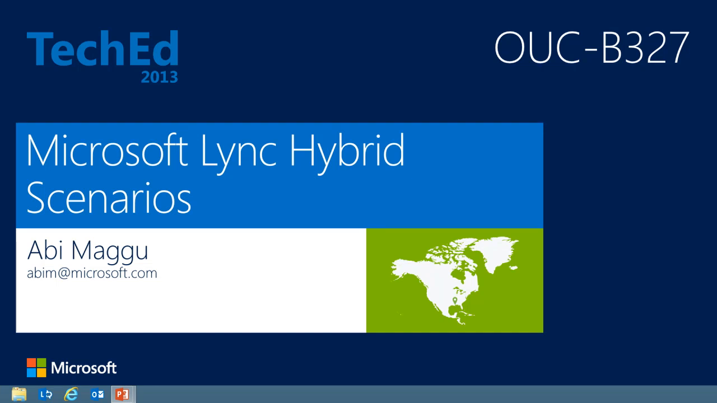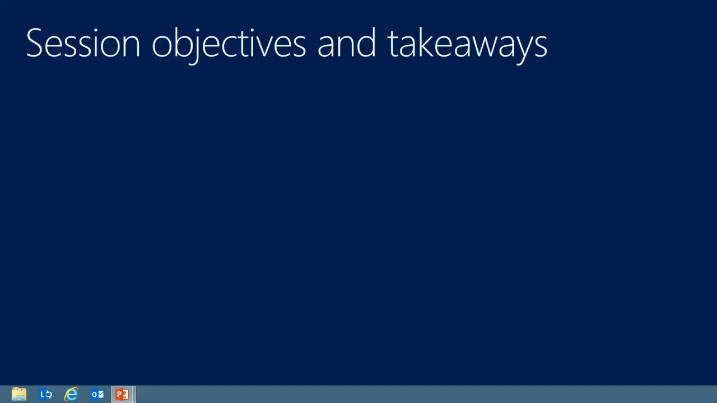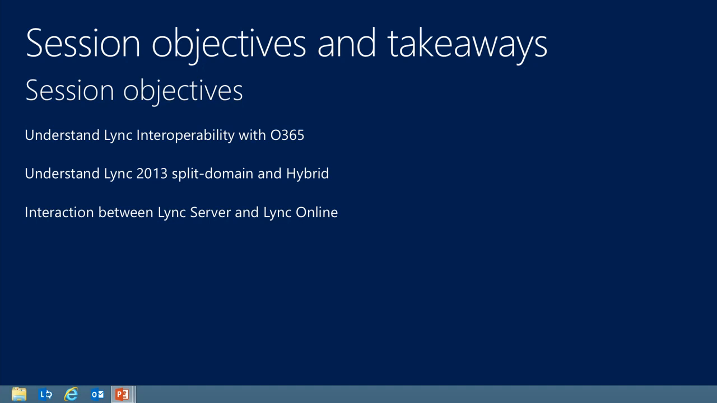By the way, interestingly enough, if you go up and down the hallways today, you will see the term hybrid used a lot. So I guess we will demystify what that means, hopefully, as we move through. All right. Understanding Lync interoperability with Office 365, some of the objectives. Understanding split domain and what does hybrid truly mean. And then, of course, the interaction between Lync Server and Lync Online and functionality, right? Depending on what products you're looking at in the cloud, where does Lync live? Is it Office 365? Is it on-prem?